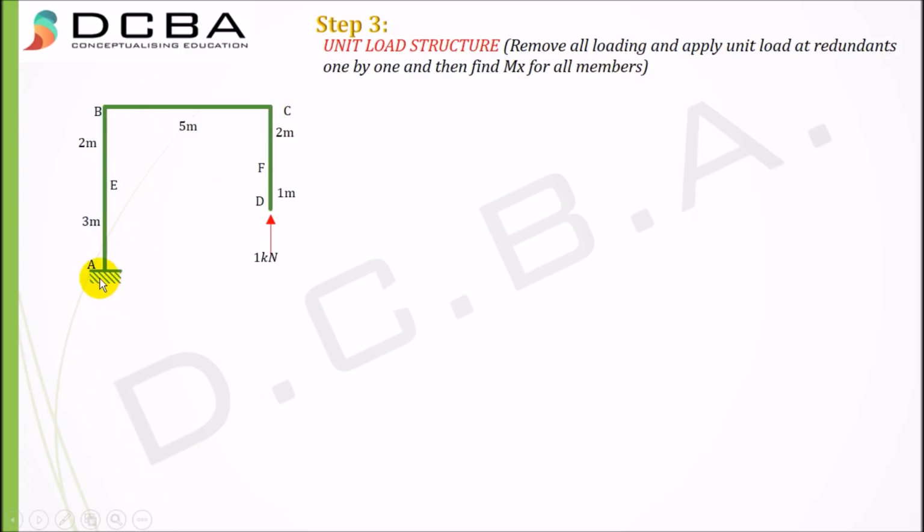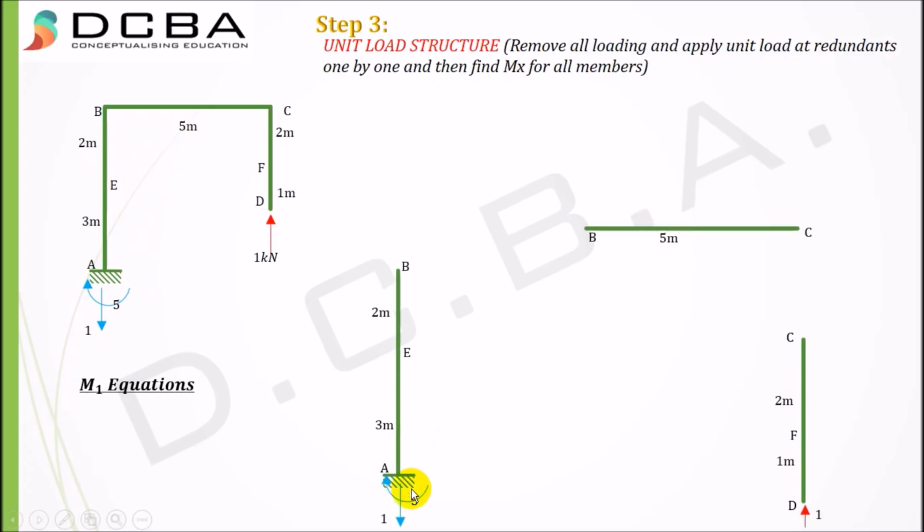So first of all, let's find the reaction here. It would be 1 kilonewton downwards, and the moment would be 5 clockwise. Okay, again separating all the members and finding the Mx equations. Starting with this member, let us find the reaction at point B. It would be 1 upwards and 5 anti-clockwise.